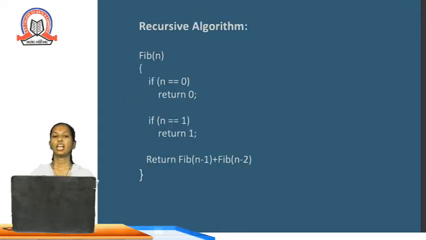Now for this we can have a recursive algorithm as below. If the number value is equal to 0, then we are going to return 0. If the value is equal to 1, then we are going to return 1. Otherwise, we are going to return the summation of Fibonacci of n minus 1 plus Fibonacci of n minus 2. So this is going to be a recursive algorithm, where the value of the summation is found out in a recursive fashion.